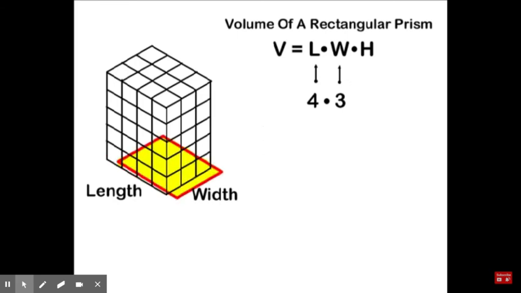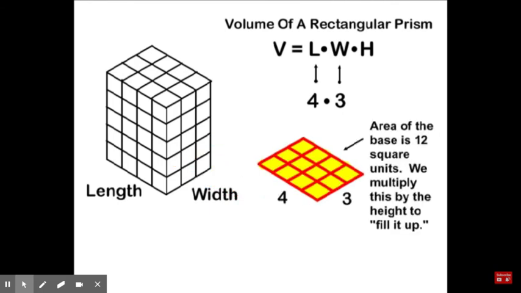We can clearly see that when multiplying the length times the width of the rectangular prism, we come up with 12 square units, which would be the area of the rectangular prism's base. Remember, this is only a two-dimensional measurement. To give it depth or volume, we must now multiply the area of the base, 12, by whatever the height is to fill up the rectangular prism.